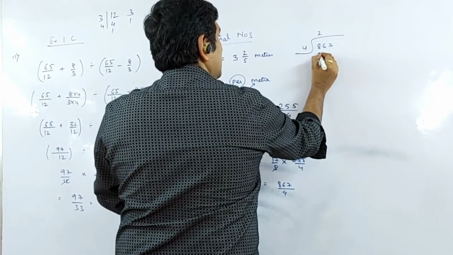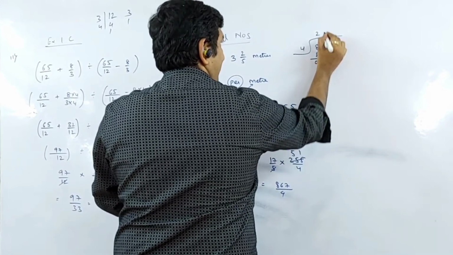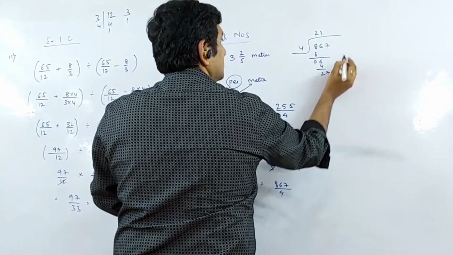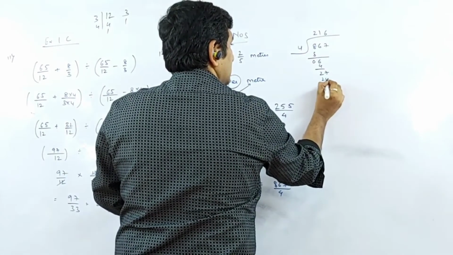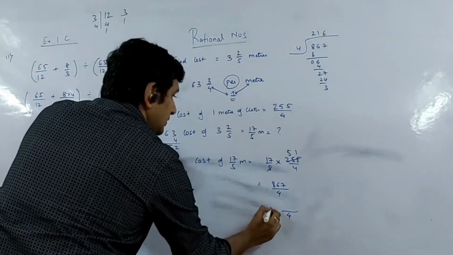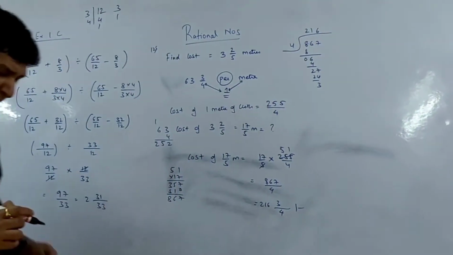4 twos are 8, 4 ones are 4, so the answer will be 216 and 3/4 rupees.